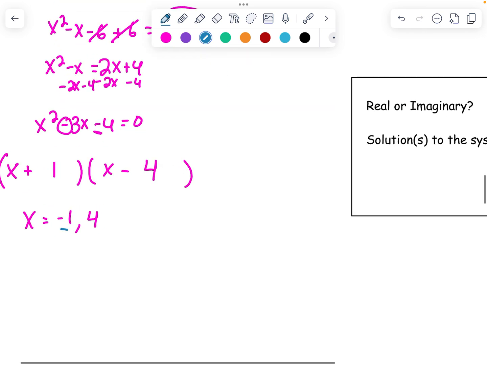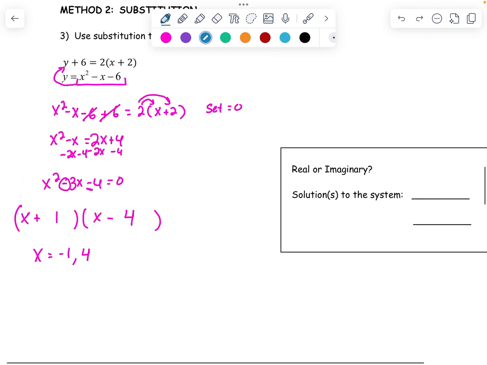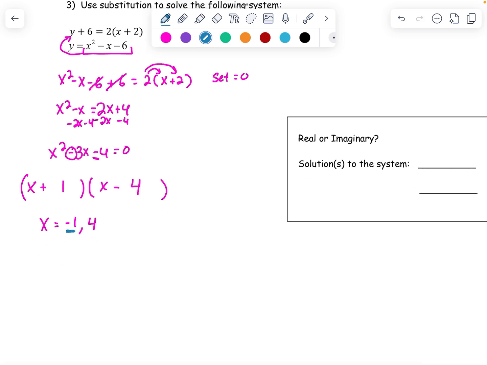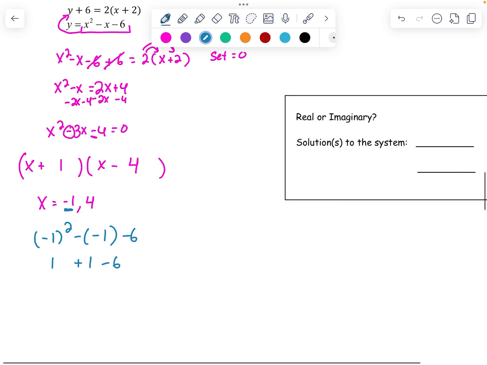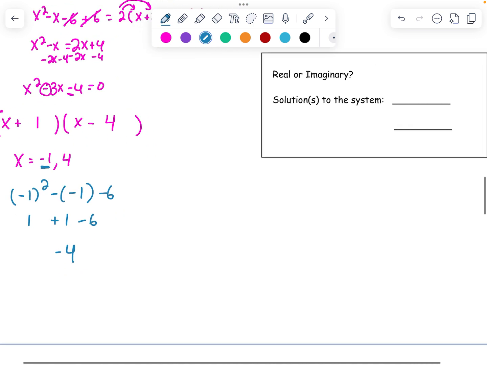So what we do is we just take these x values, we just plug them right back in. You can pick either equation, it doesn't really matter. Let's take and plug into our quadratic because it's already set equal to y. So that'd be -1 squared minus -1 minus 6. So that's 1 plus 1 minus 6, which gives us -4. So then there's one of our solutions. These solutions do end up being real. So we're at -1 comma -4.